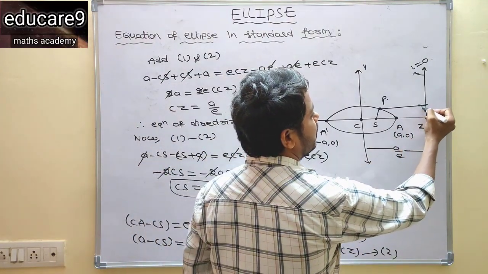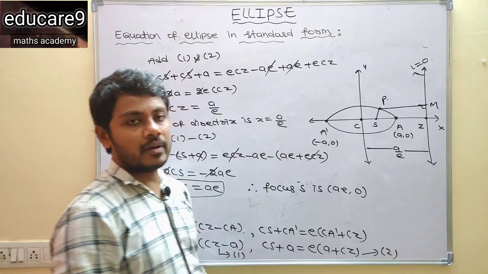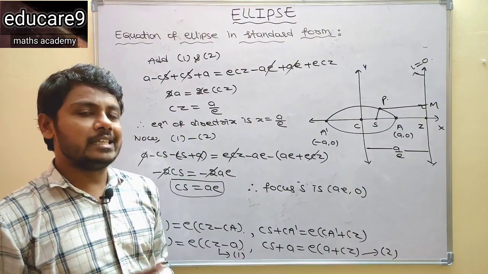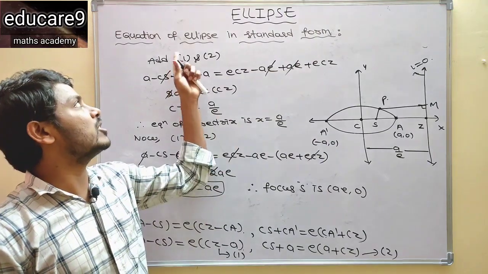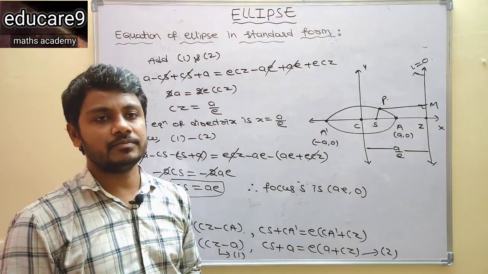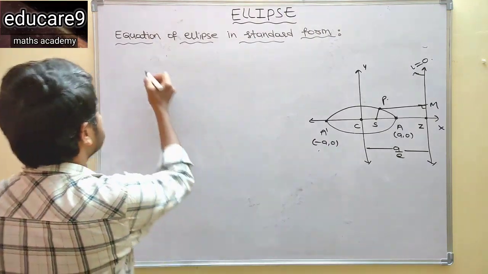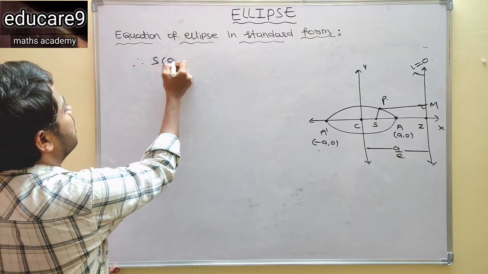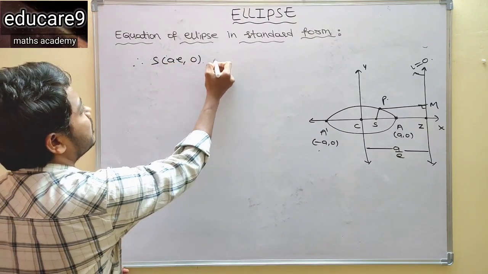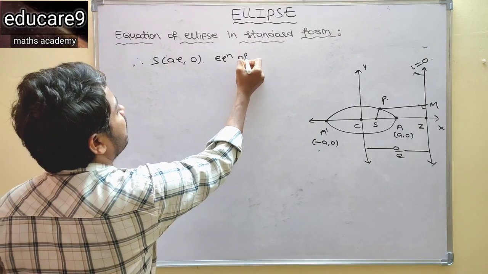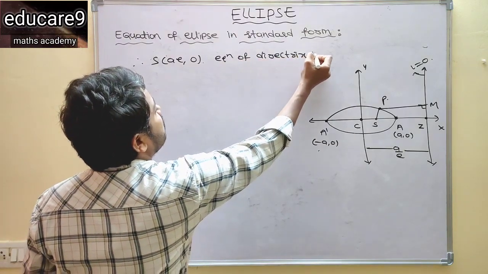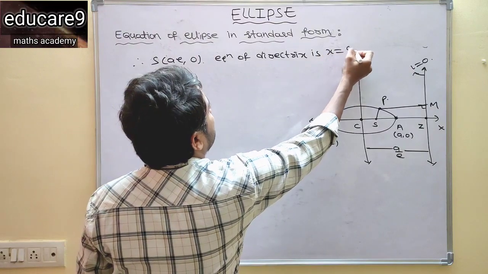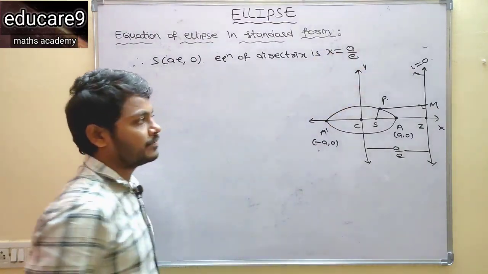E into PM, where e is less than 1. So from that we will get the equation of ellipse in standard form. Here, therefore, S is (ae, 0). Equation of directrix is x equals a by e.